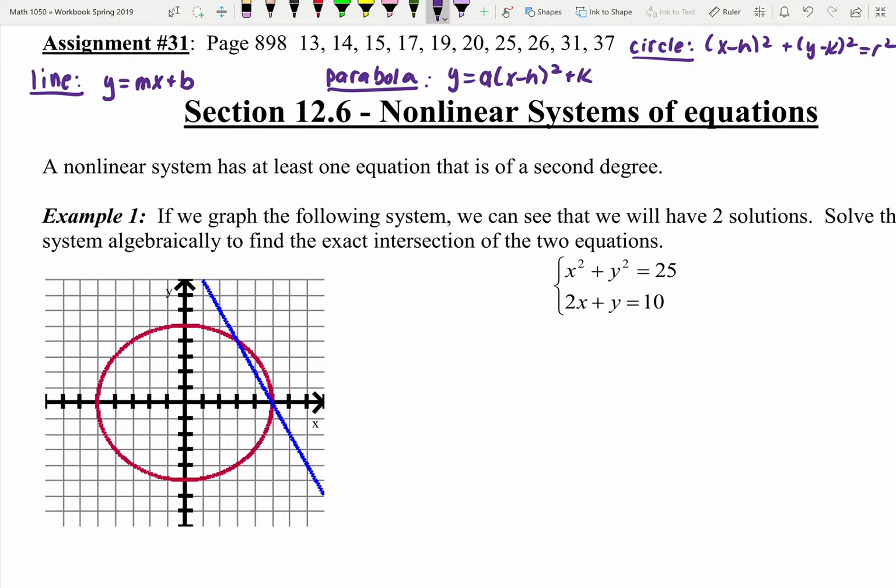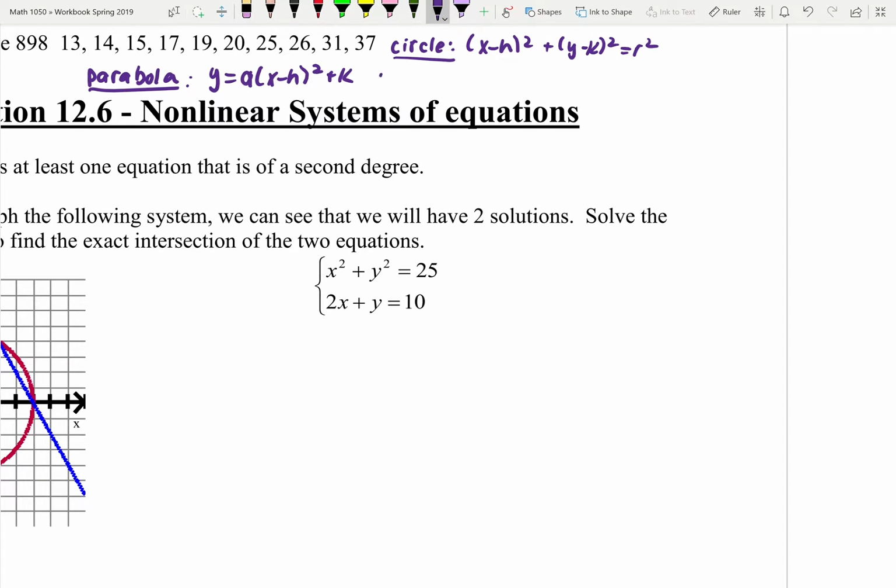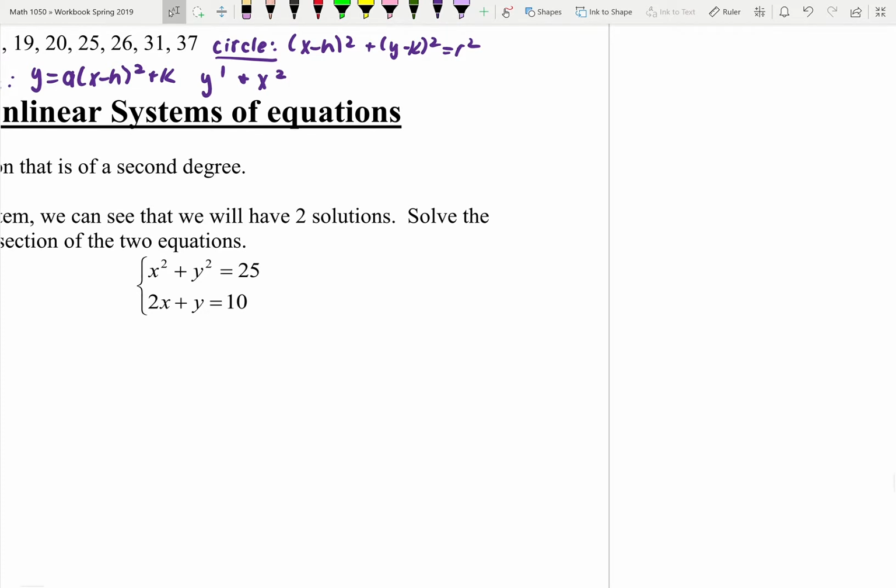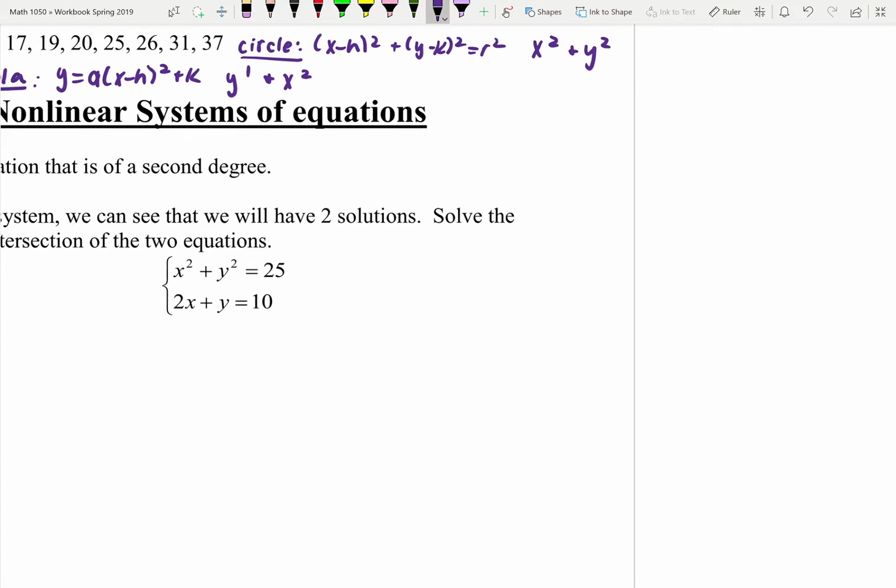So if you have a line, then the y is to the first and the x is to the first. There are no seconds, okay? If you have a parabola, then the y is to the first and the x is to the second. Okay, there is no y squared, there is no x to the first. If you're graphing a circle, then you have an x to the second and you have a y to the second, but you have no x to the first and no y to the first, okay?